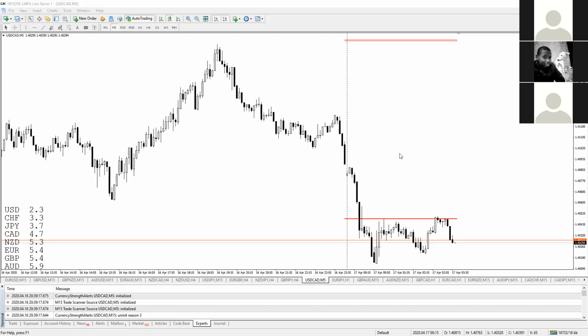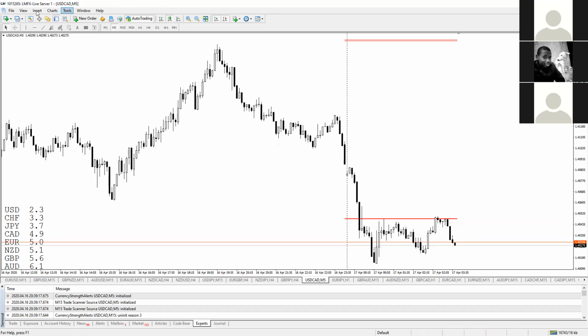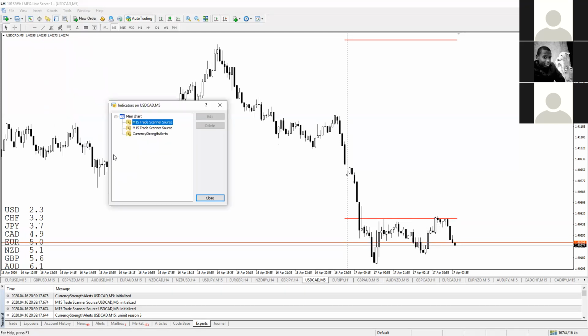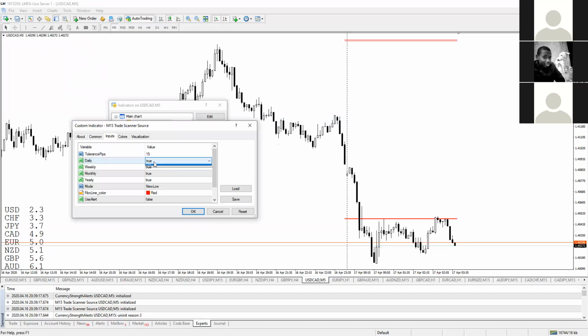Even though this is kind of a setup, the biggest thing to remember is to hover your mouse over it. Make sure it's a weekly and a yearly, or a weekly and a monthly line. You don't really want to use the daily lines. That's a feature you can just disable. Go to your indicator list, and right in the indicator, you just turn daily to false. You hit OK.